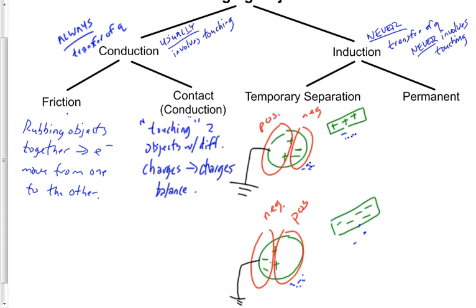So let's introduce this ground wire, this wire that goes directly to the ground. What's going to happen now in this first case? Nothing's going to happen to the protons, right?